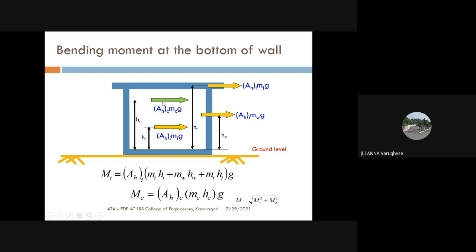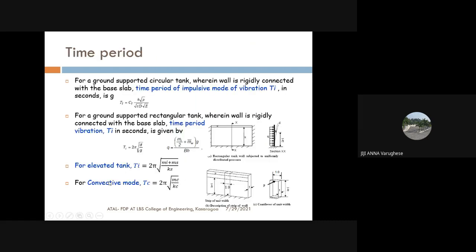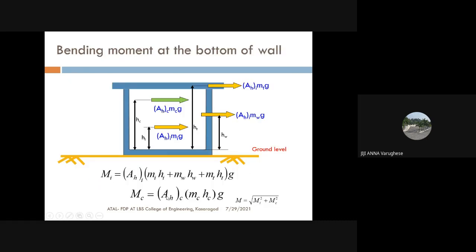Knowing the values of base shear due to convective mode, impulsive mode, and base shear due to the mass of sidewall and mass of the cover slab, we can find out the impulsive bending moment as well as convective bending moment separately, and we find the net effect of bending moment by taking the SRSS value.